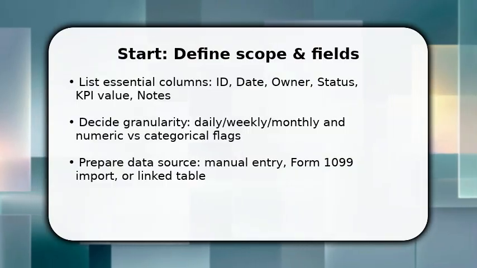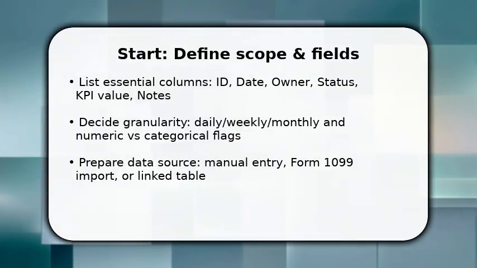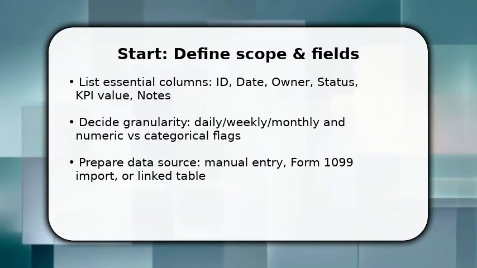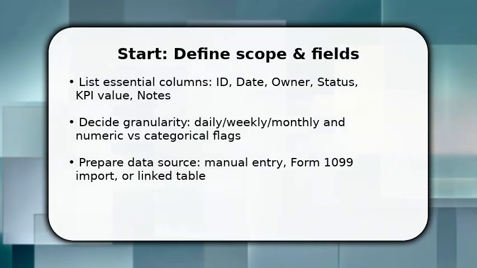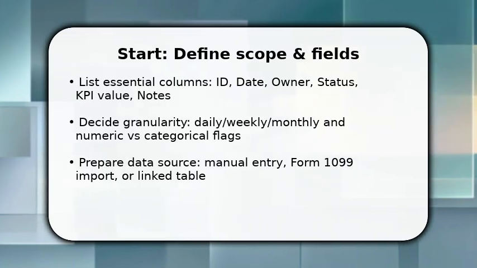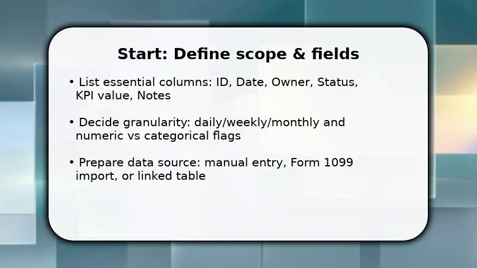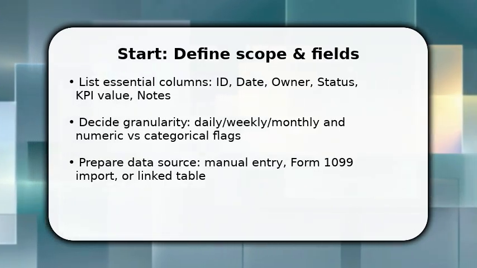You begin by defining exactly what you must monitor and why. This prevents rework. Create a header row with ID, date, owner, status, KPI, and notes. Once done, choose time granularity: daily for operations, weekly for trends, monthly for summaries, and pick data types so Excel treats numbers versus text correctly.